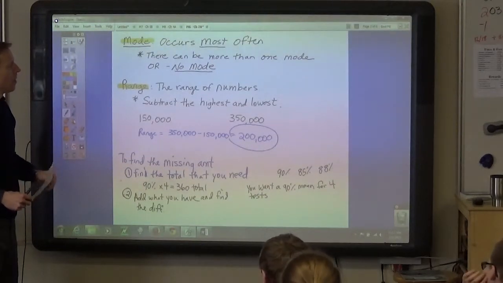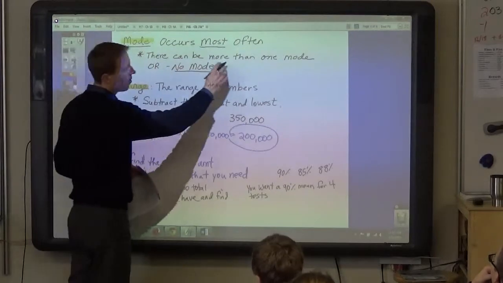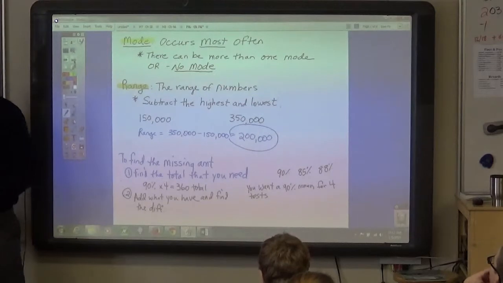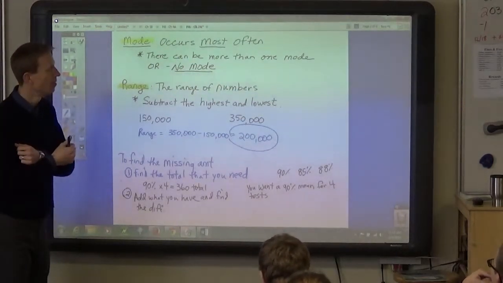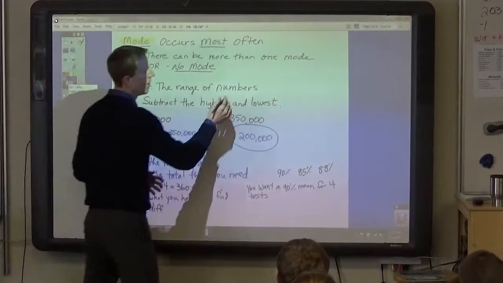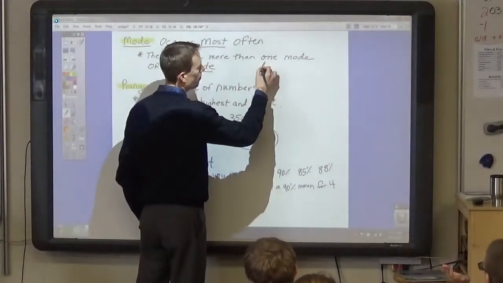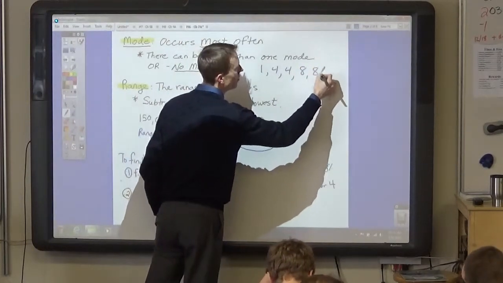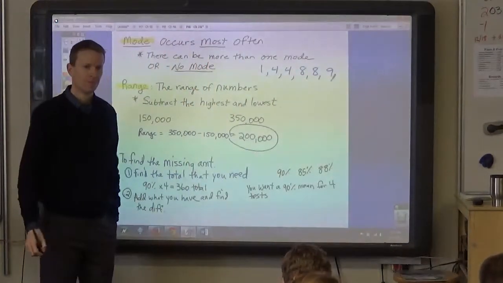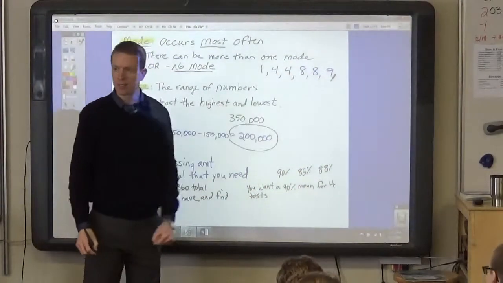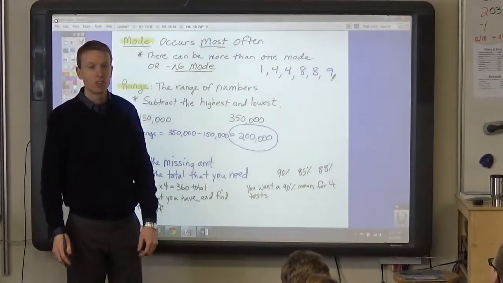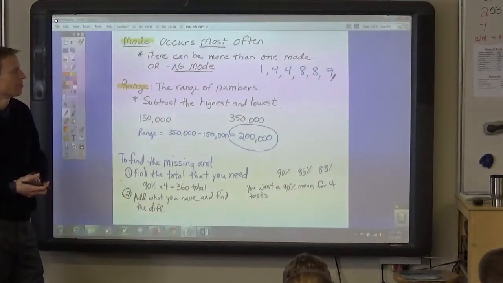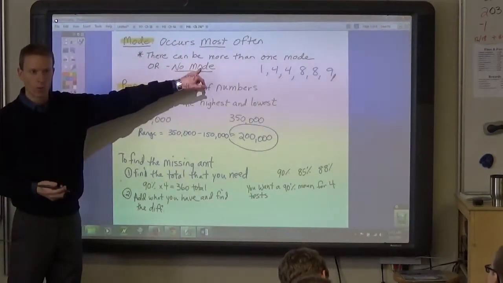Okay. Now, there can be more than one mode if there are 2 of a number, or 2 of 2 numbers. For example, if we had 1, 4, 4, 8, 8, 9, there's 2 4s and there's 2 8s. So those would both be modes. Or there could be no mode. When would there be no mode?